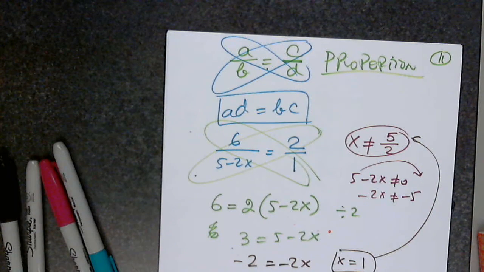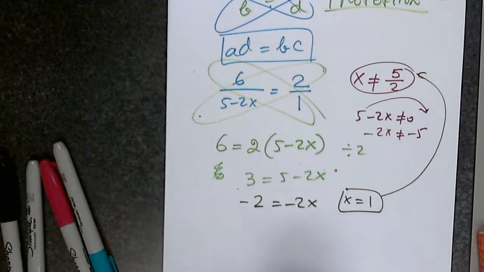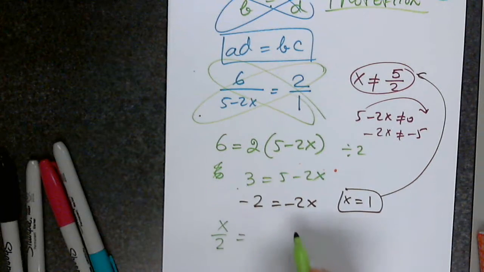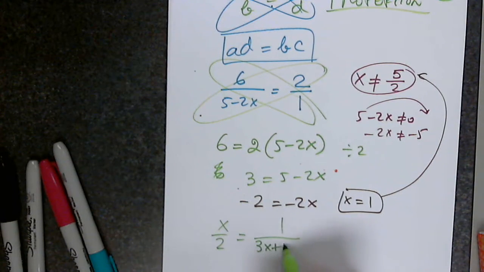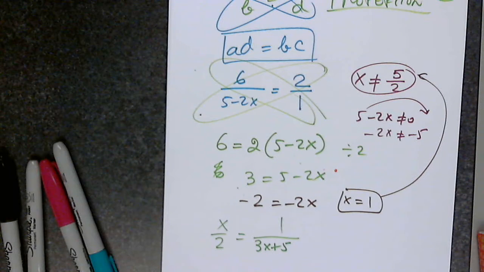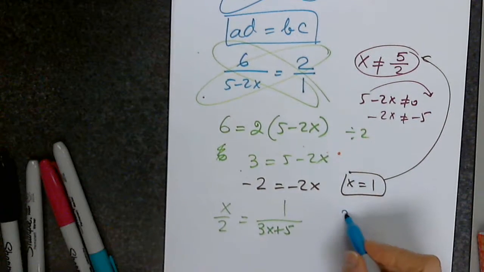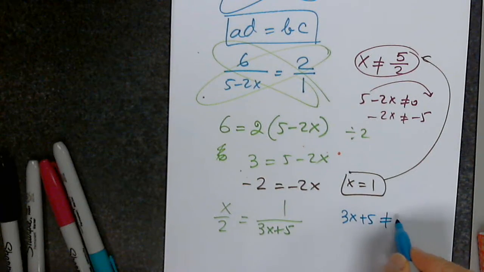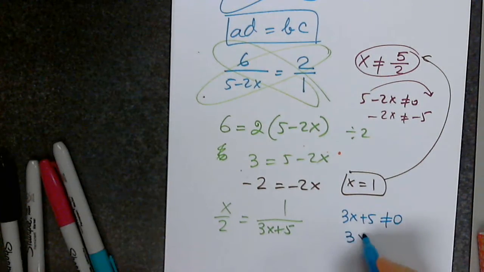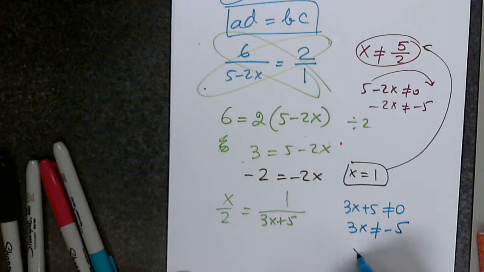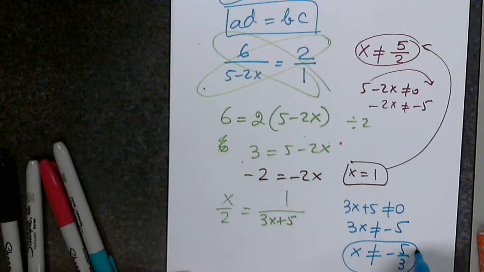Any questions? Let's look at the other proportion. x over 2 equals 1 over 3x plus 5. Is this a proportion? Yes, so that's easy. But I have to state a restriction though. 3x plus 5 cannot be 0, or 3x cannot be negative 5. Therefore, x cannot be negative 5/3.